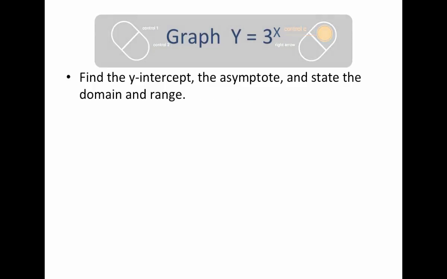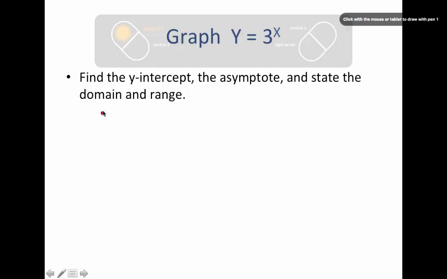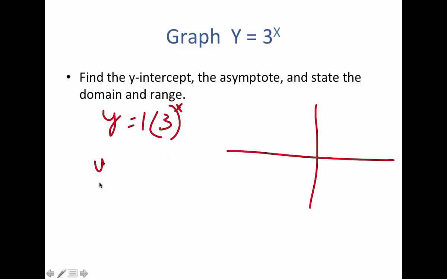Y equals 3 to the x, find the y-intercept, the asymptote, and state the domain and the range. So if you've got y equals 3 to the x, the y-intercept will be when x is 0, that's the initial value. So the initial value is 1. Y equals 1 times 3 to the 0. 3 to the 0 is 1. Y equals 1. So my y-intercept is at (0, 1).